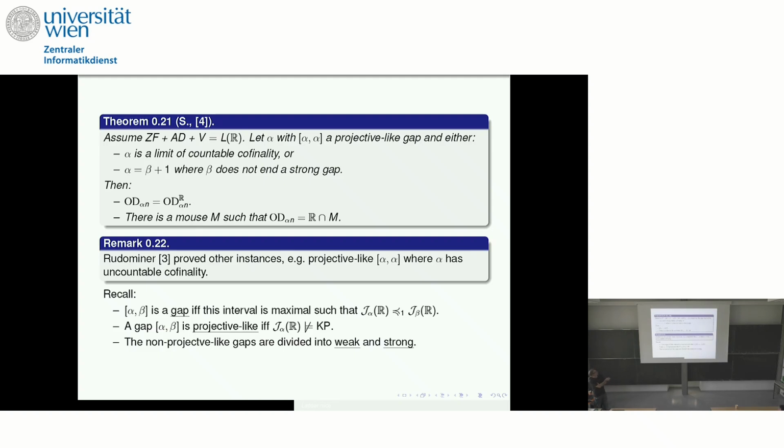So beta here would be a certain kind of non-projective-like gap. Okay, so in these, we get that OD alpha n, ODR alpha n, is the mouse set here. This is an analog. This works, well, not completely. This is partly analogous to what happens with the ladder mouse.